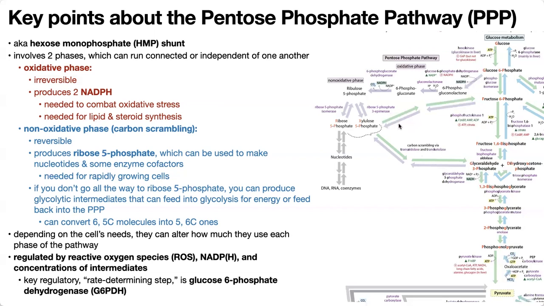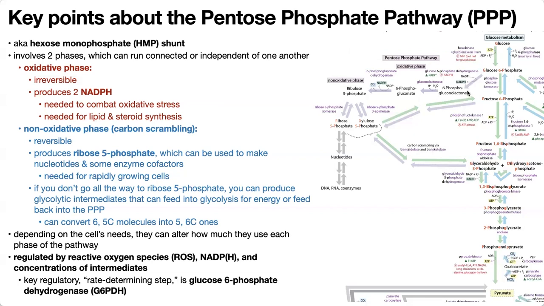The net result of all this scrambling is that you can convert 6 5-carbon molecules into 5 6-carbon ones. That would be starting from 6 six-carbon ones, because then you're losing 1 carbon from each. If you went through this 6 times, you'd lose 6 CO2. That would leave you with 6 of your 5-carbon sugars that you can interconvert through those transaldolase and transketolase steps in order to get 5 G6Ps.